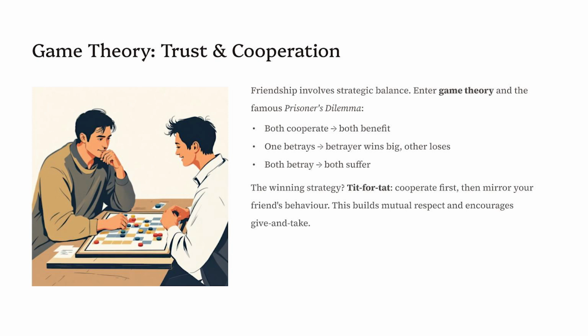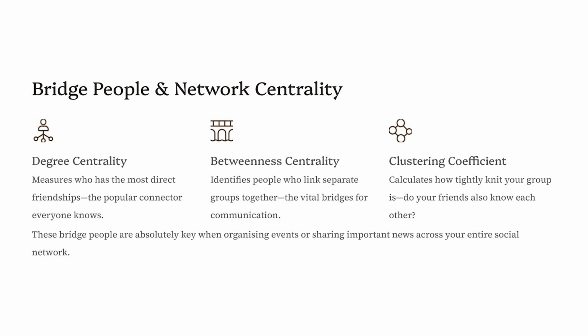In friendships, following a tit for tat strategy, cooperate first, then mirror your friend's last behavior, encourages mutual respect and trust. Real world friendships thrive when there's give and take. Some friends also act as bridges between different cliques. Identifying them requires understanding network centrality. Degree centrality is who has the most friends, and betweenness centrality is who connects separate groups. They show who's vital for communication. These bridge people are key when organizing events or sharing news with everyone.